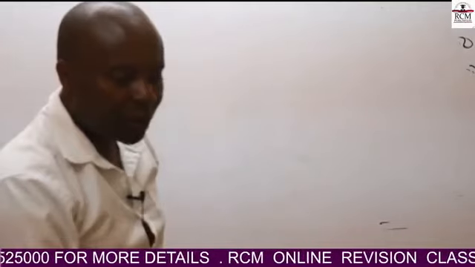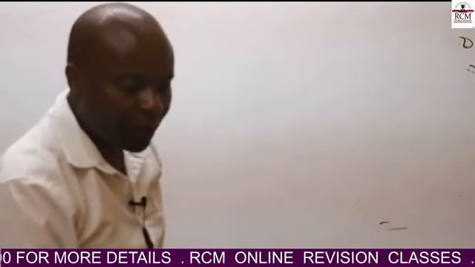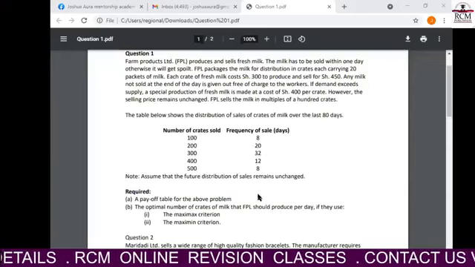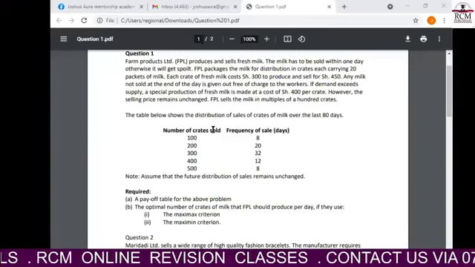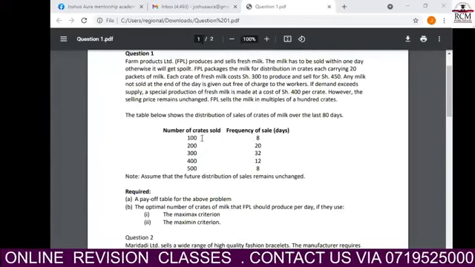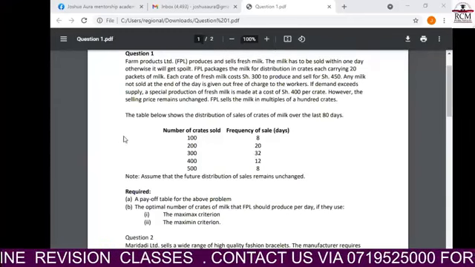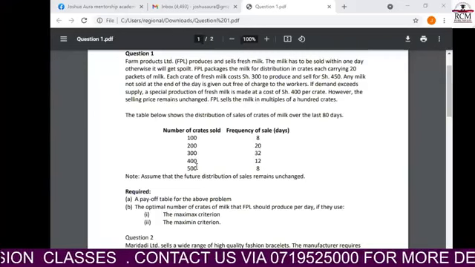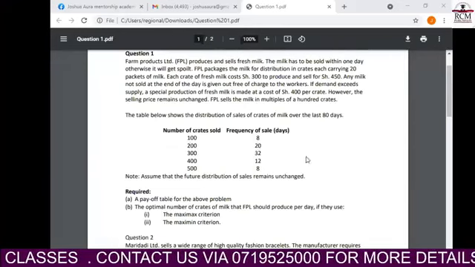Okay, so here they have asked us, ladies and gentlemen, to do what? They have asked us to make a payoff table for the problem. How will this payoff table look like? You can see number of crates sold here from our historical records. There are days we sold 100, there are days we sold 500. So then my payoff table, I'll have to copy from this.